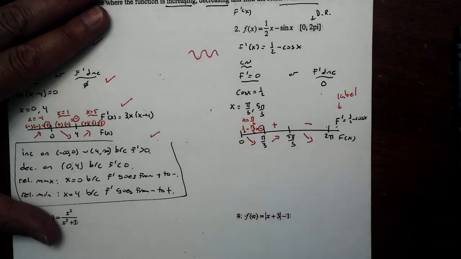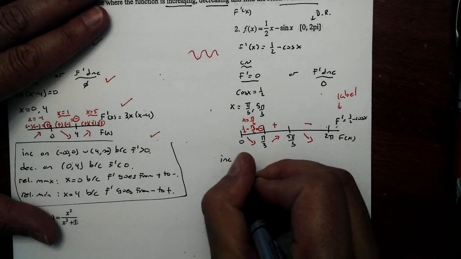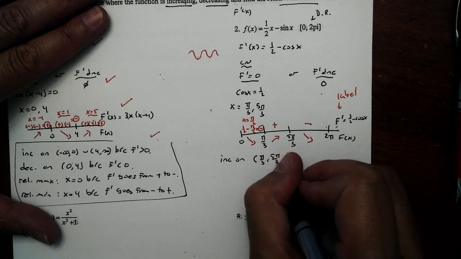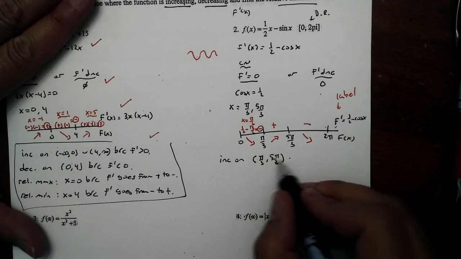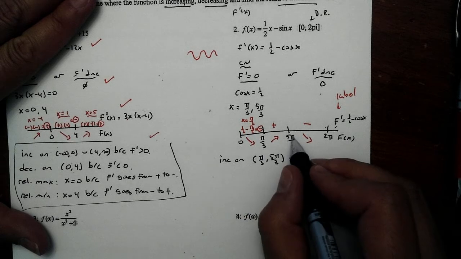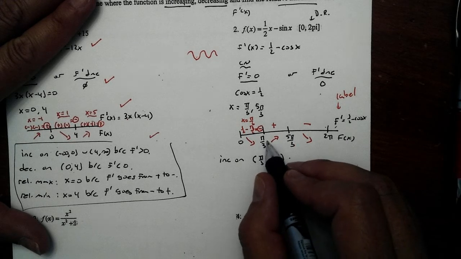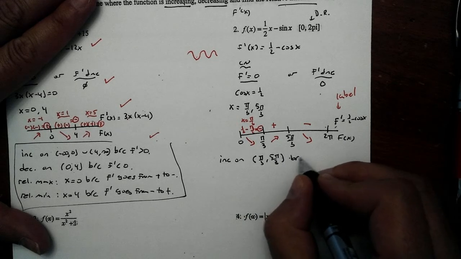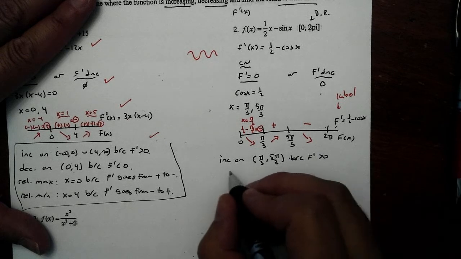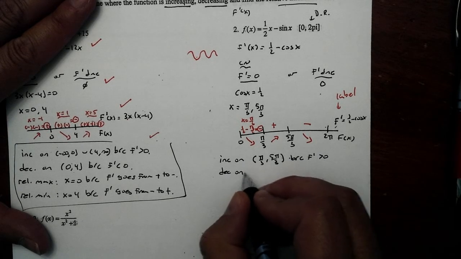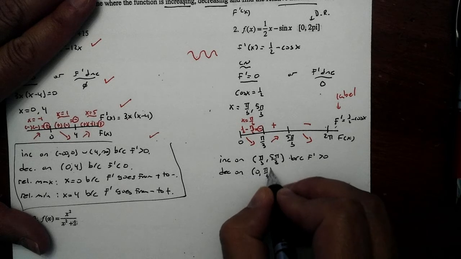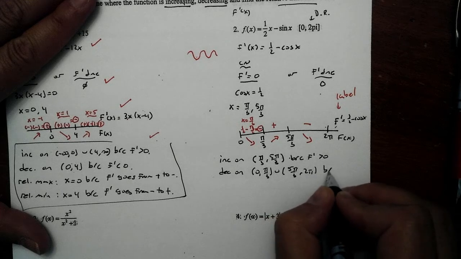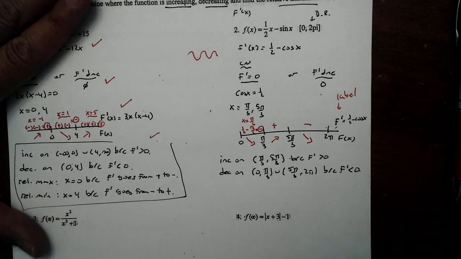So we know this function is increasing on the domain pi over 3 to 5 pi over 3. If you notice, we're always using a soft bracket. That's because at pi over 3 and 5 pi over 3, it's not increasing or decreasing. These are where the slope is 0, so we cannot include those. And this is, of course, because our derivative is greater than 0. We are decreasing on the domains 0 to pi over 3, or 5 pi over 3 to 2 pi. And that's because the derivative is less than 0.